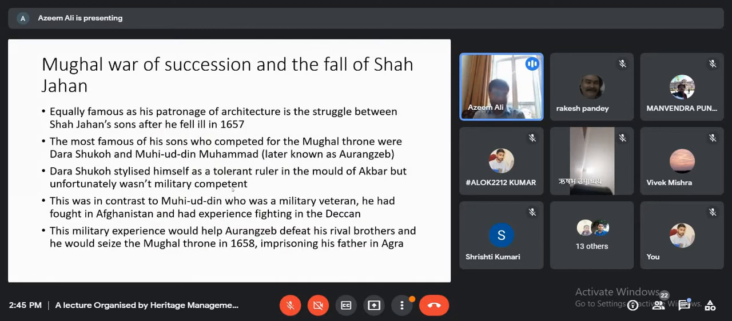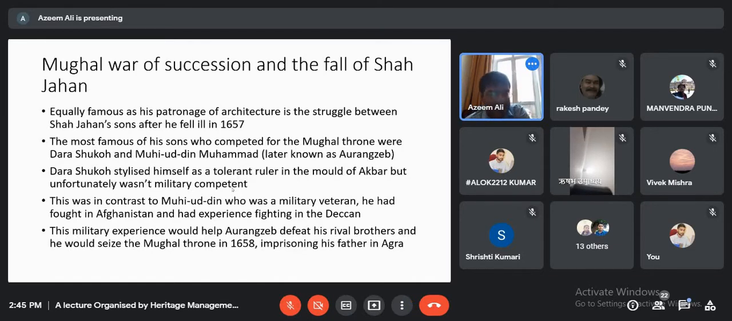And equally famous as his patronage of architecture and the arts is the struggle between Shah Jahan's sons after he fell ill in 1627. And the most famous of his sons who competed for the Mughal throne were Dara Shikoh and Muhi-ud-Din Muhammad, later known as Aurangzeb. Dara Shikoh stylized himself as a tolerant ruler in the model of Akbar, but unfortunately wasn't militarily competent.